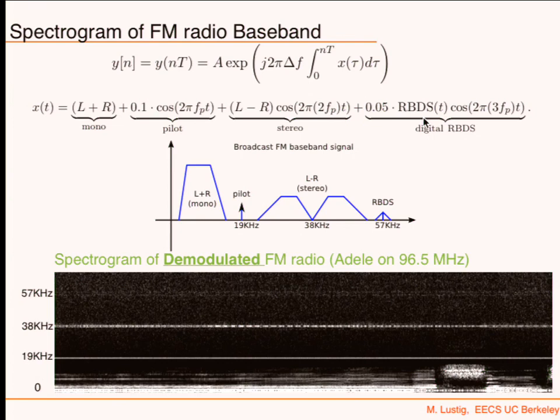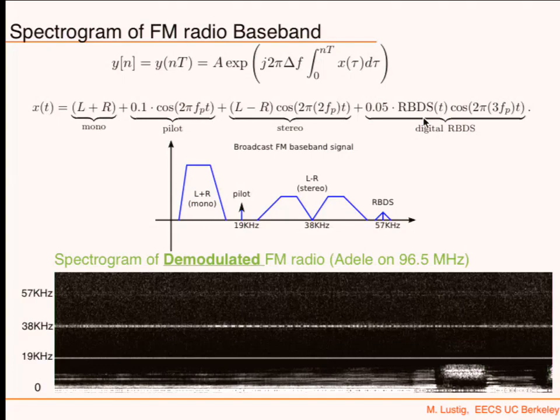So if you look at X, the spectrogram of x(t), that's after I demodulated 96.5, it was a song by Adele, and it looks like this. This is a one-sided spectrum. Now it's real, it's not two-sided. It's off zero, so that's the left plus right. That's the pure tone at 19 kilohertz, and that's a reference tone. You can use that tone in order to demodulate the left minus right. And then here there was RBDS. It's kind of hard to see, it's kind of weak, but there are these two lines over here.